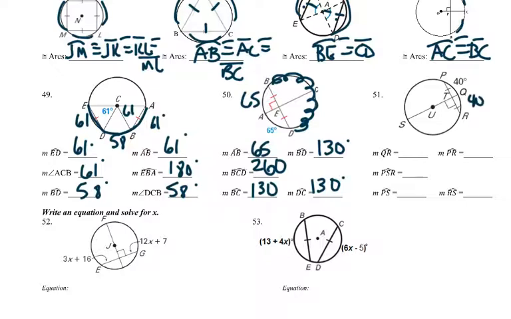Similarly here, we got a 40 and a 40. That adds up to 80. Then the rest of the circle, 360 minus 80, is 280. And then that gets divided in half, 140, 140.